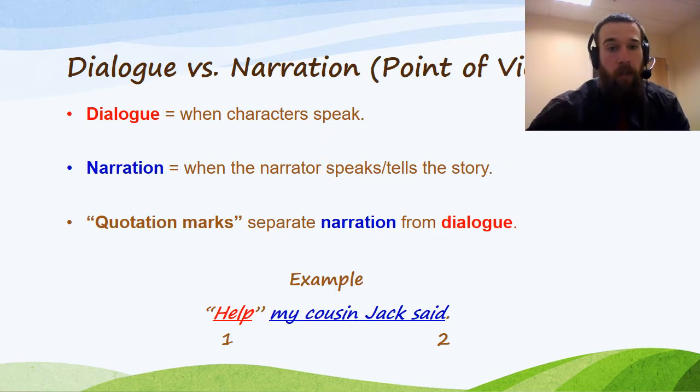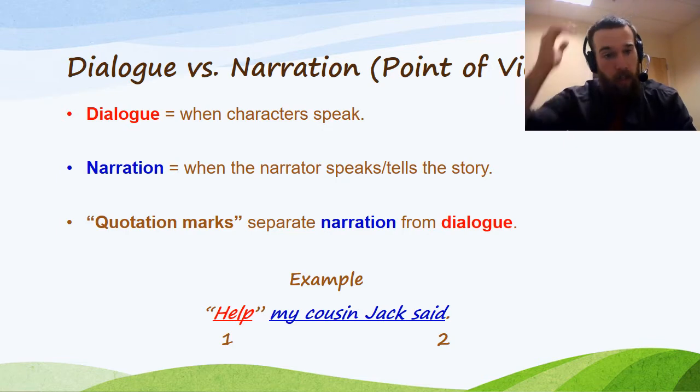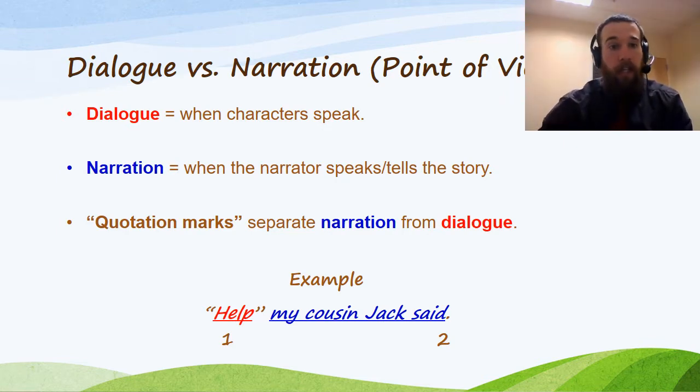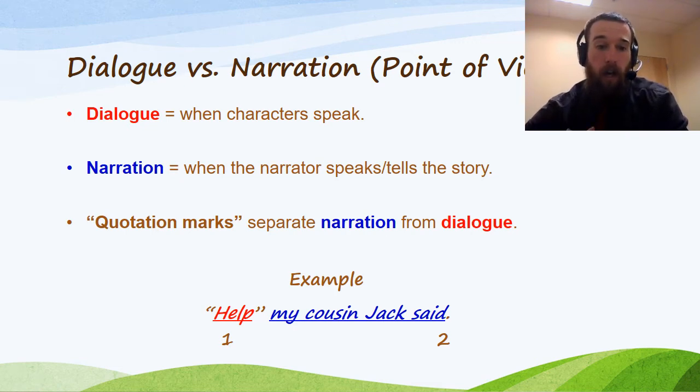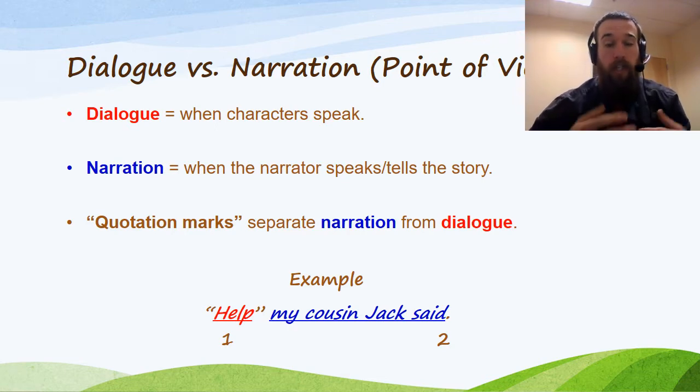One thing to keep in mind when you're looking for what point of view it is in, make sure that you're looking at the difference between dialogue and narration. A lot of times they can look similar because you're getting characters' thoughts, but dialogue is only when a character is speaking. Narration is when the narrator is giving information. One thing you can look for to see that difference is quotation marks. Whenever you see something in quotation marks, you know that it's dialogue and not narration. In the example below, it says "help," that's in quotation marks. And then "my cousin Jack said," that's our narrator giving perspective on what's going on there. So keep in mind, when you see quotation marks, that's dialogue. You're not going to use that to identify what point of view or what narration it is.